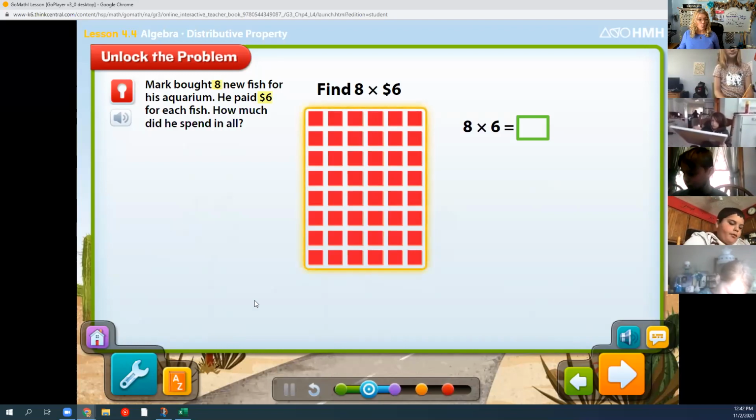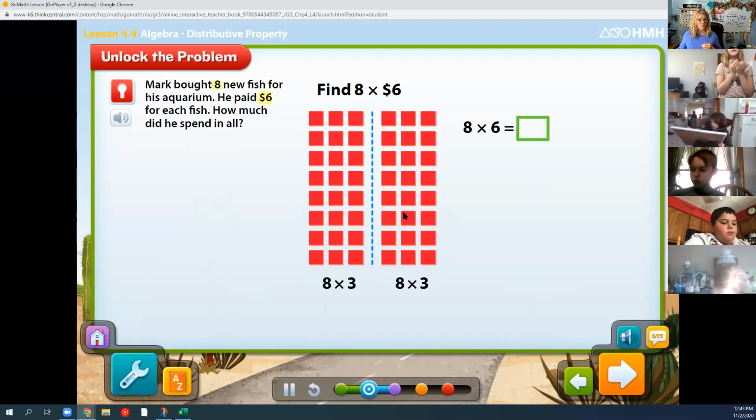So just like we broke apart the 6 into a 5 and a 1, that's what they're doing here, only with a picture. They just draw a line somewhere on this array to divide it up. Let's watch.